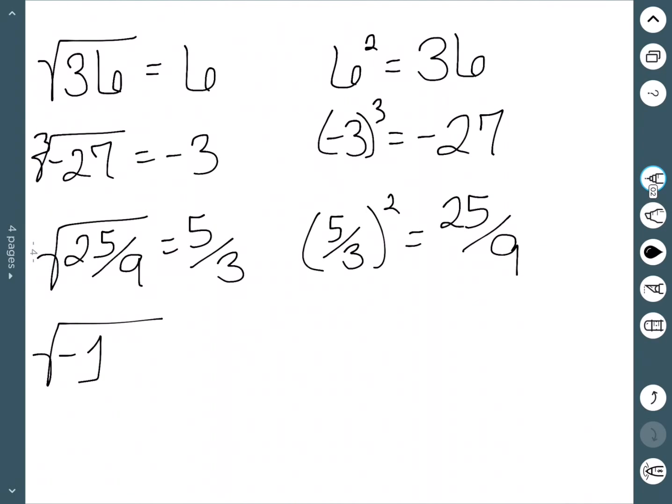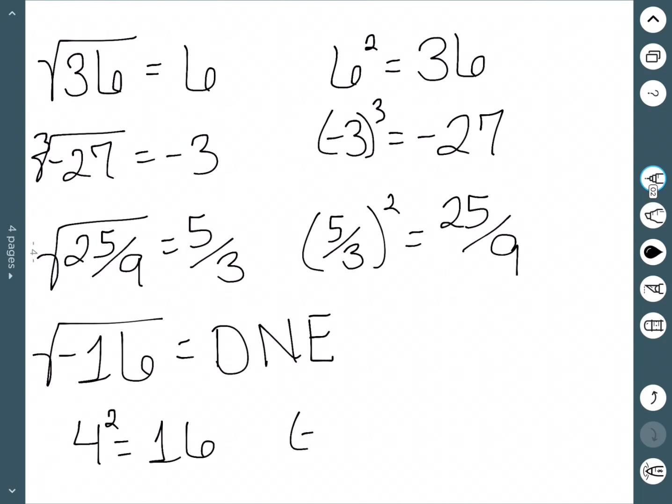If I try to do something like the square root of -16, this number actually does not exist. So DNE stands for does not exist, because 4 squared would be +16, and -4 squared would be +16. There's no number that when I multiply it by itself, I get a negative number. So if we take a square root of a negative number, it doesn't exist. However, as we saw in the second example, a cube root could exist.